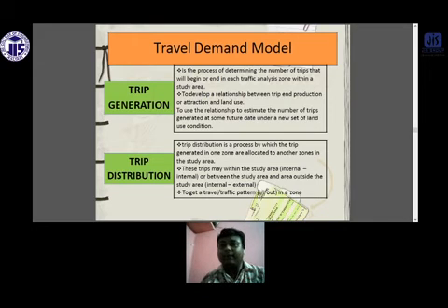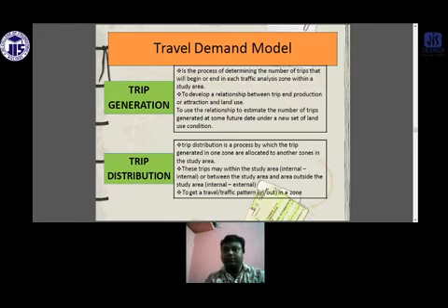I am just giving an example for a shopping complex, but the attraction term is valid for each and every component of transportation planning. So based on the attraction, the trip is generated. We use the relationship to estimate the number of trips generated at some future date under a new set of land use conditions. Next is the trip distribution.